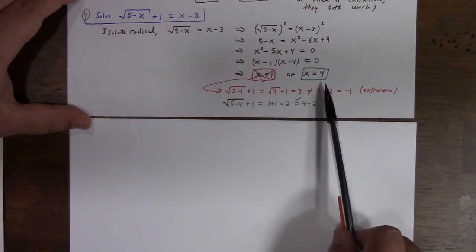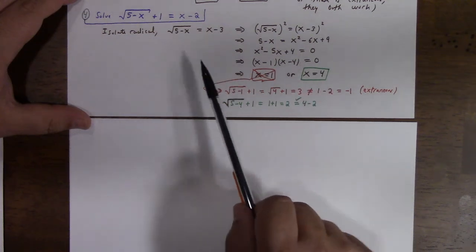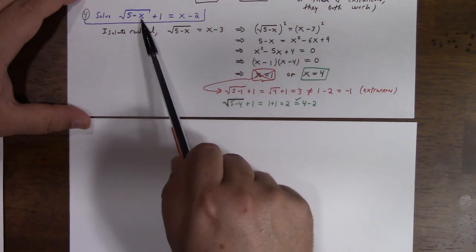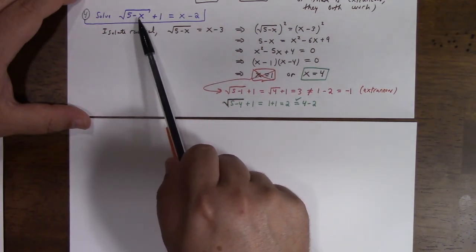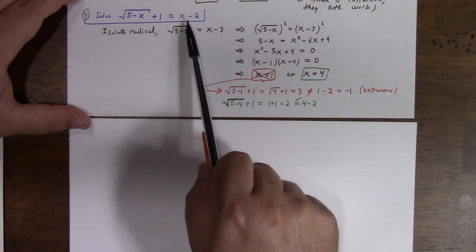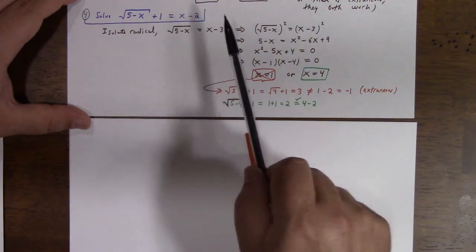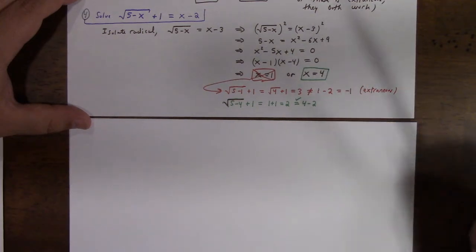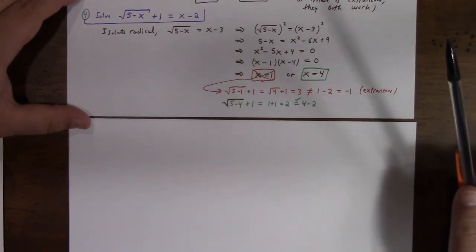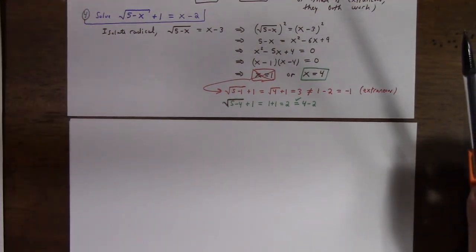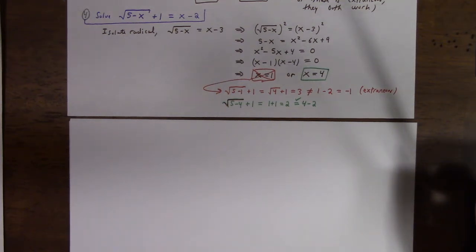And the other one, 4, actually works, because when you try it out, 5 minus 4 is 1, square root of 1 plus 1 is 2, but 4 minus 2 is also 2, so 2 equals 2. Hooray! That is a genuine solution. So I hope that gives you some of the tools you need to solve those kind of problems.